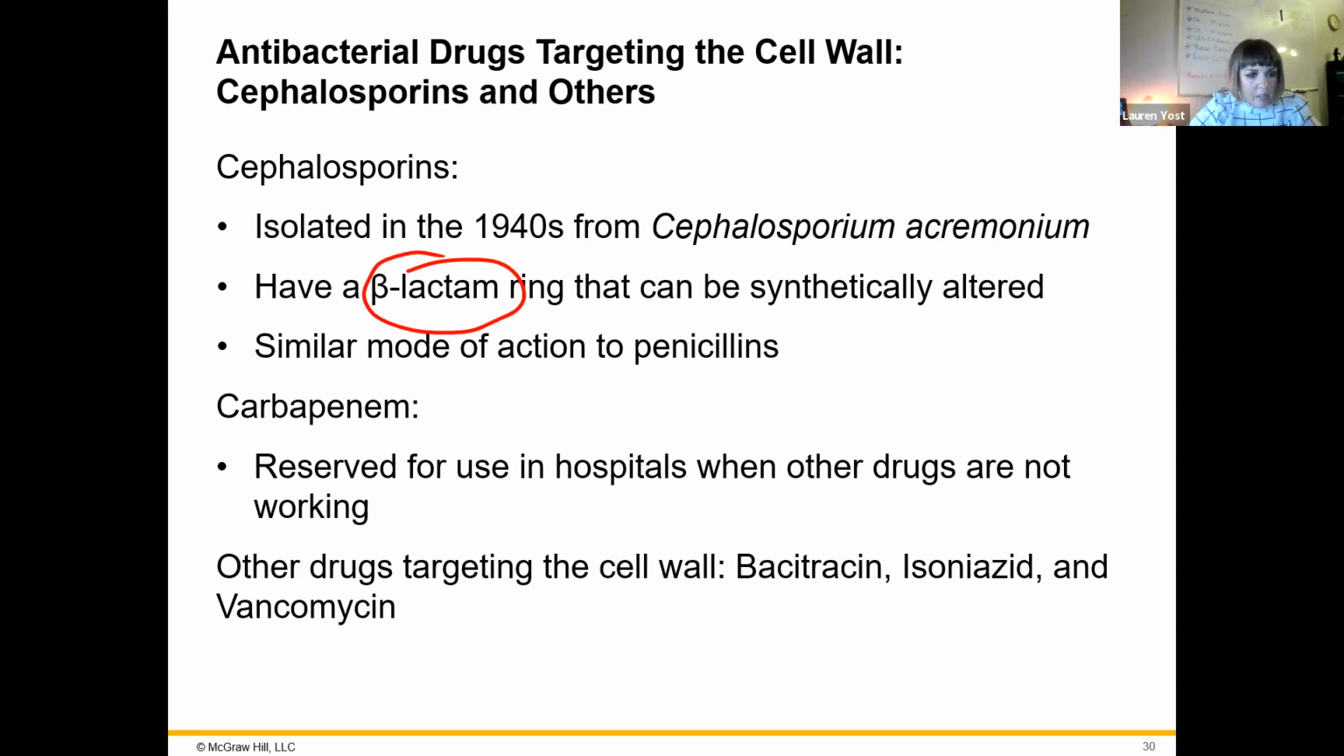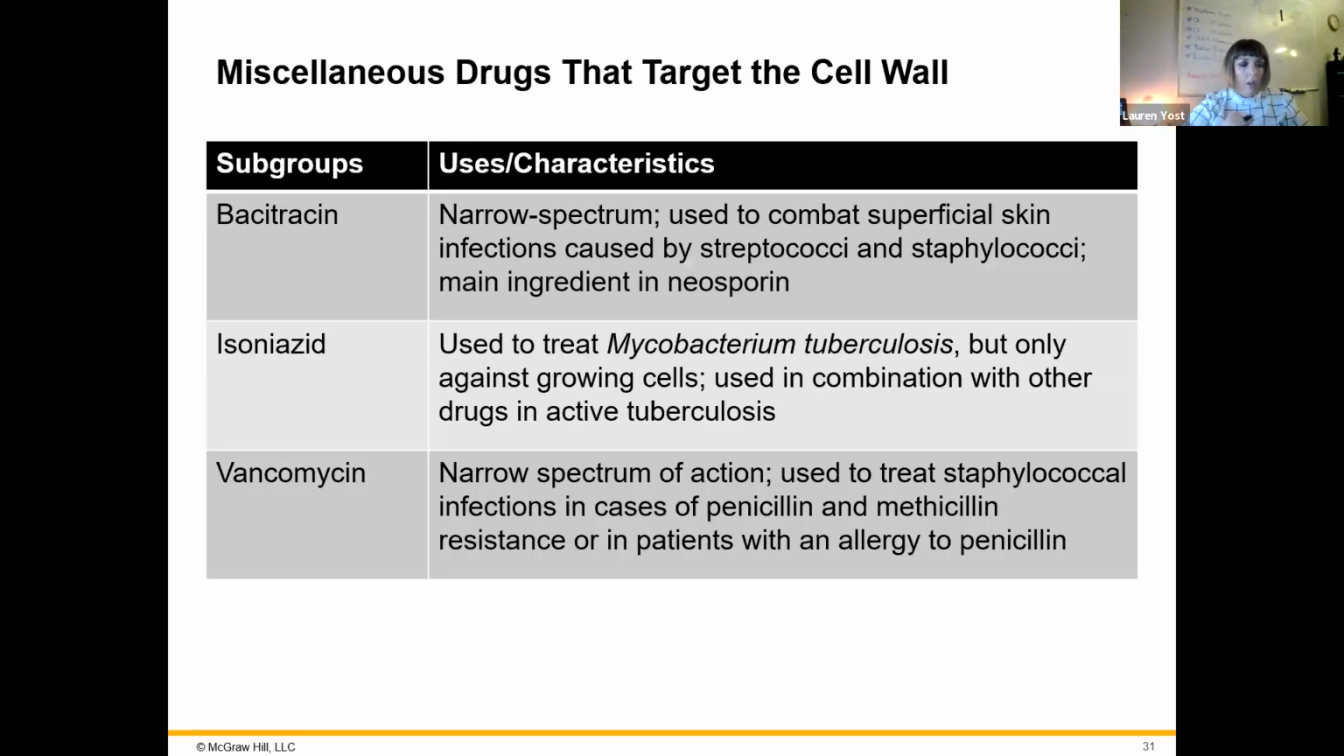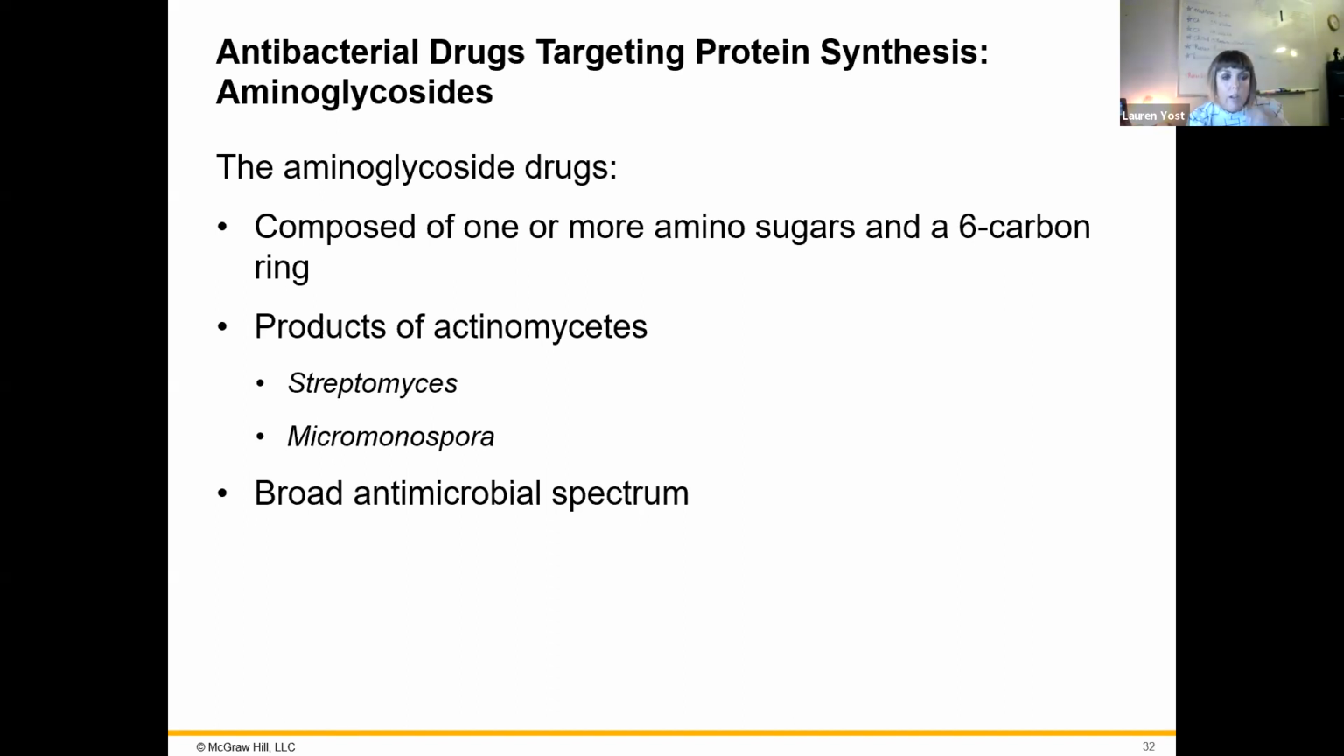They were isolated from bacteria, and then we have a similar mode of action as a result. And then the carbapenems, guys, we reserve these in hospitals when other drugs are not working well. Other drugs that can target the cell wall, bacitracin, isoniazid, and vancomycin, are not going to have beta-lactam rings on them. Okay, they're different. So this is just talking about more characteristics of those last three.